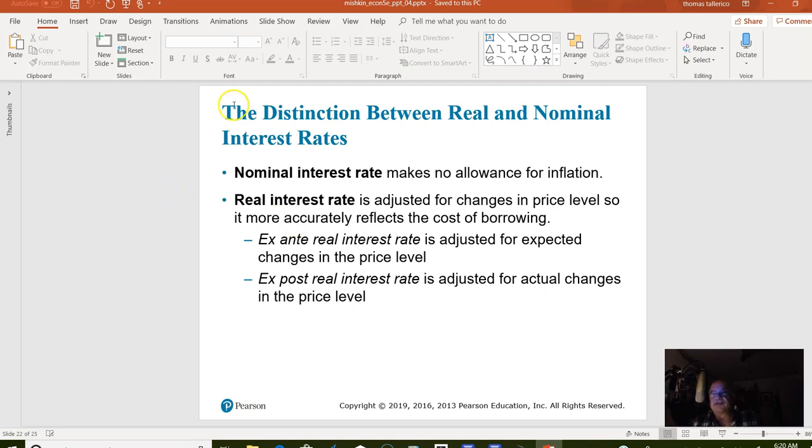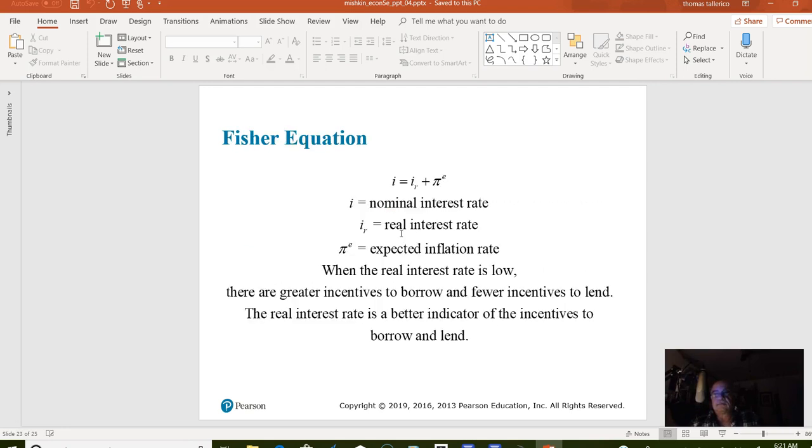All right, so the nominal interest rate basically makes no allowance for inflation, and the real interest rate basically will, and it reflects the cost of borrowing. I'm not going to go too much into the Fisher equation here. But basically it simply says, the math is simple, the nominal interest rate is the real rate plus the expected inflation rate. That's really about it.